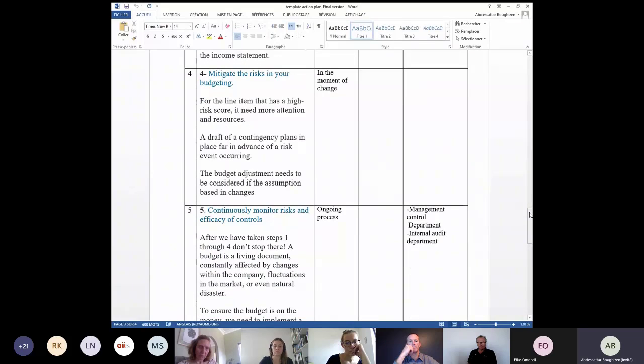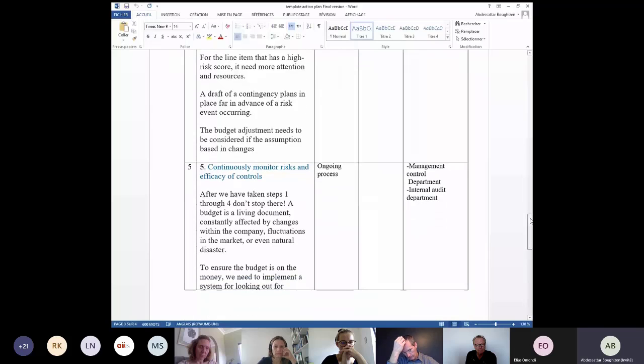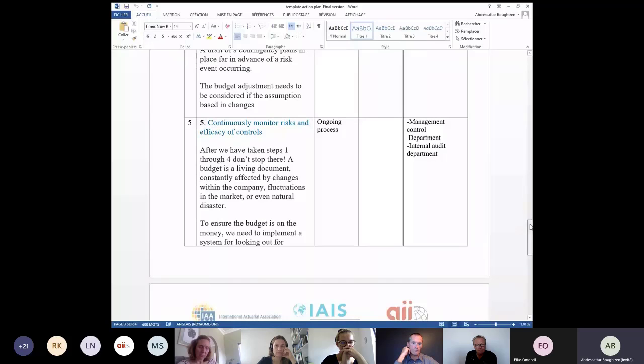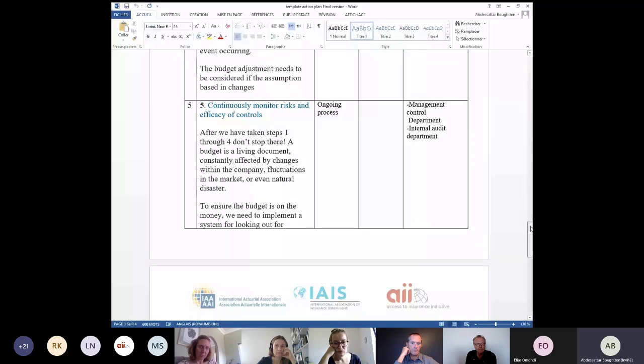The fourth point is about mitigating the risk in the project. For the line items that have a high risk score, they need more attention and resources. If necessary, we may draft contingency plans in advance of a risk event occurring. The timing of this point is the moment of change.